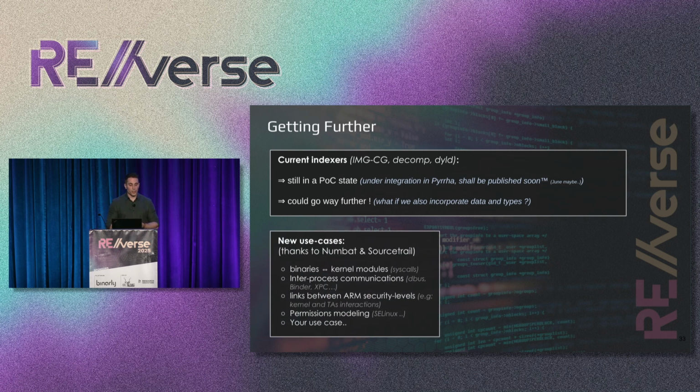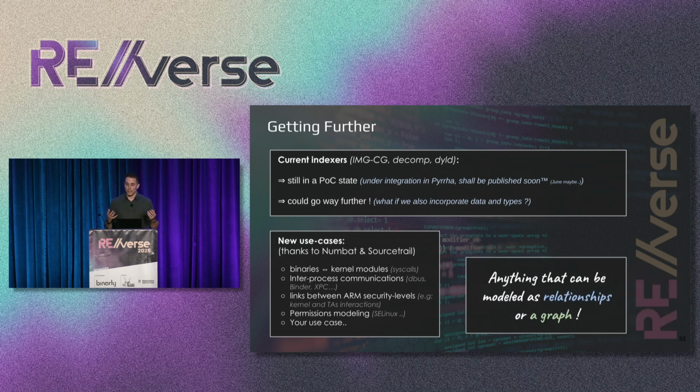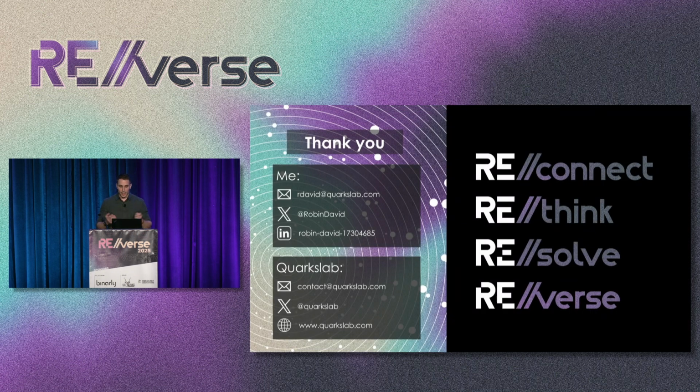There are multiple use cases. Here we just map calls, but you can map inter-process communications if you do some reverse engineering of them, or interactions between, say, security levels between kernel and user land. You can map permissions with that. And that will be my conclusion: anything that you can model as a relationship on a graph, you can basically make fit into a graph database by using Numbat and then have a nice interface to travel into it. And that will be it for me. I'll be happy to take any questions that you might have.